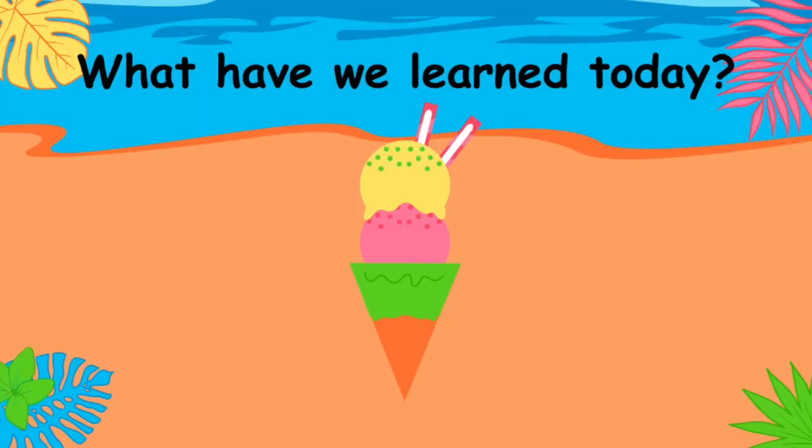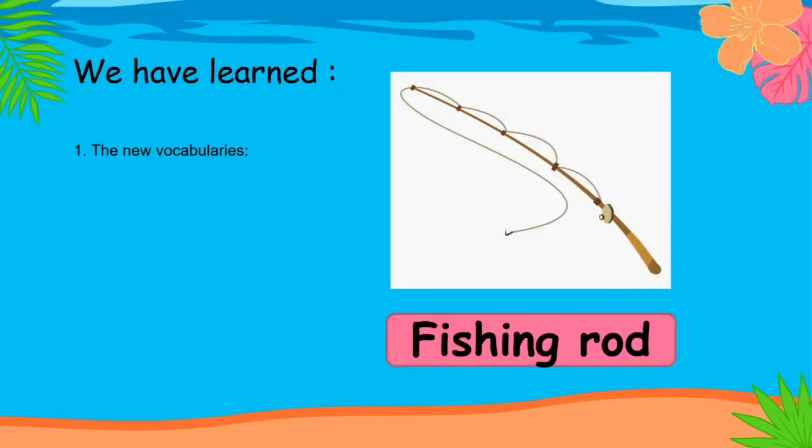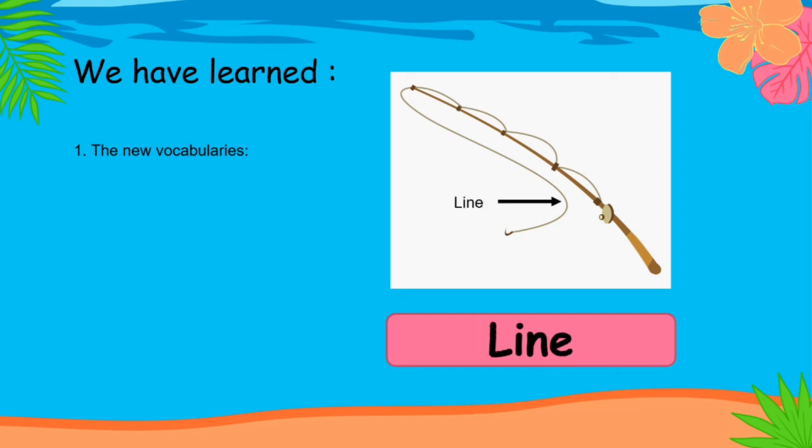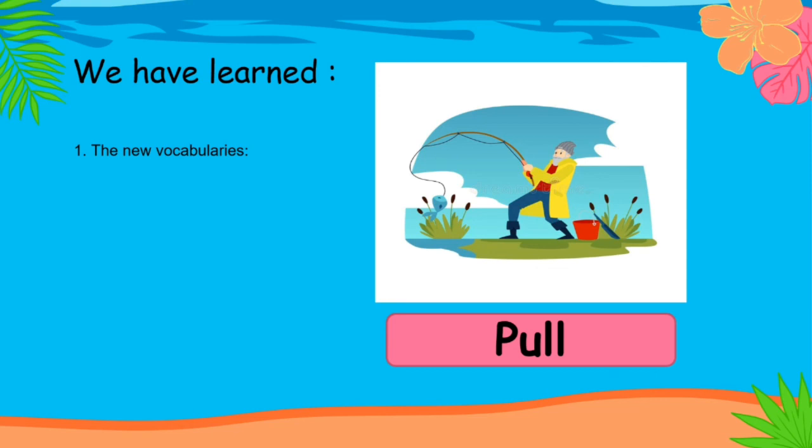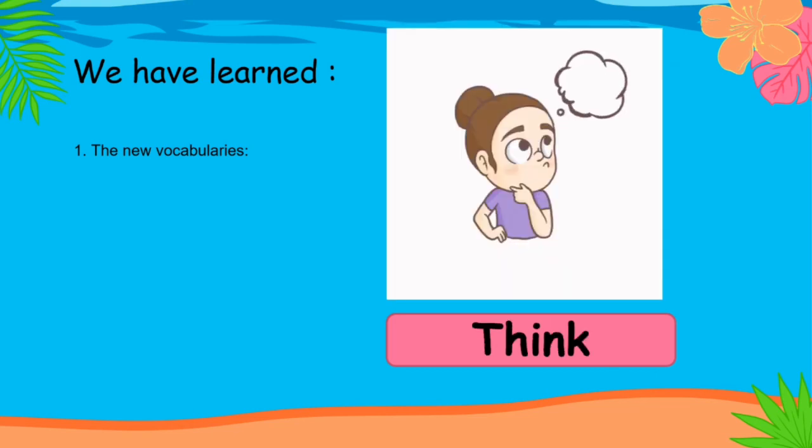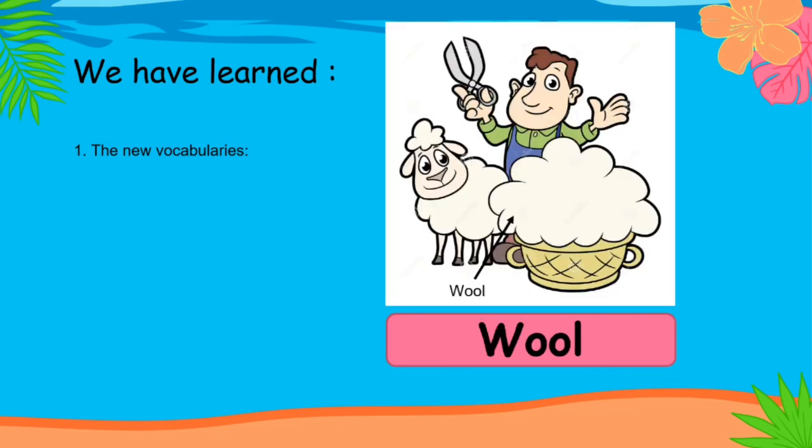Oh, we are almost done for today's lesson. Alright, so can you guys tell me what have we learned today? Alright, good job. So we have learned about the new vocabularies. Do you guys still remember about the new vocabularies? Alright, so let's read together. Okay, please repeat after me. The first one, fishing rod. Line. Pool. Think. Wool.